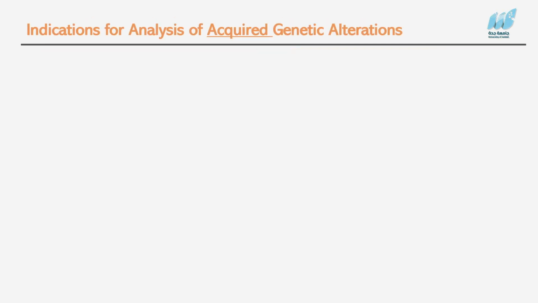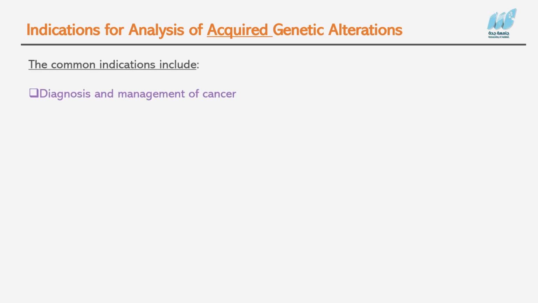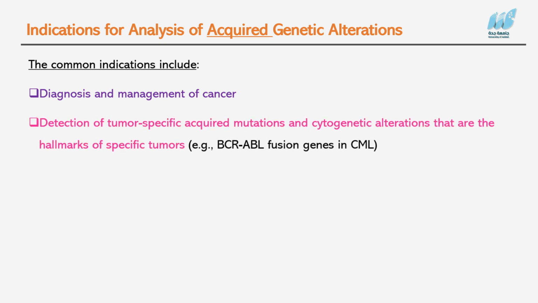There are also indications for analyzing acquired genetic alterations. For example, diagnosis and management of cancer, and detection of acquired mutations and cytogenetic alterations that occur in tumors. Also, an indication for analysis of acquired genetic alteration is management of infectious diseases.